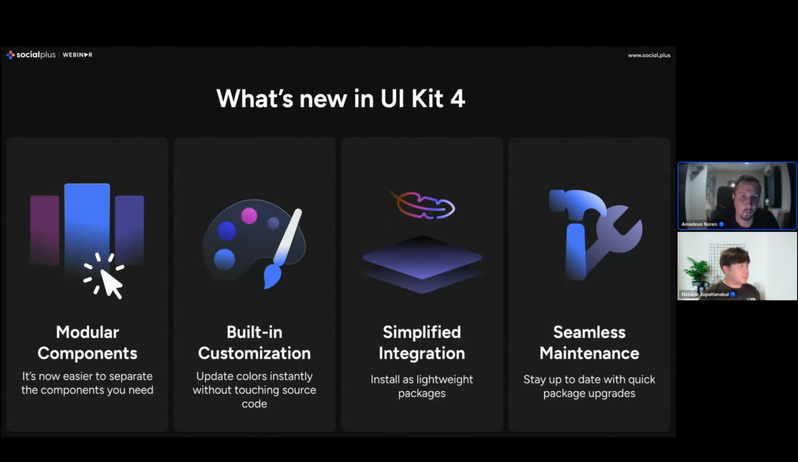So what's new in the new UIKit is, instead of a single bundled repo for modular components, UIKit 4 is made up of an installable lightweight package where you can choose UI components from that package, like news feeds or stories or groups, meaning faster setup and potentially also faster load times.